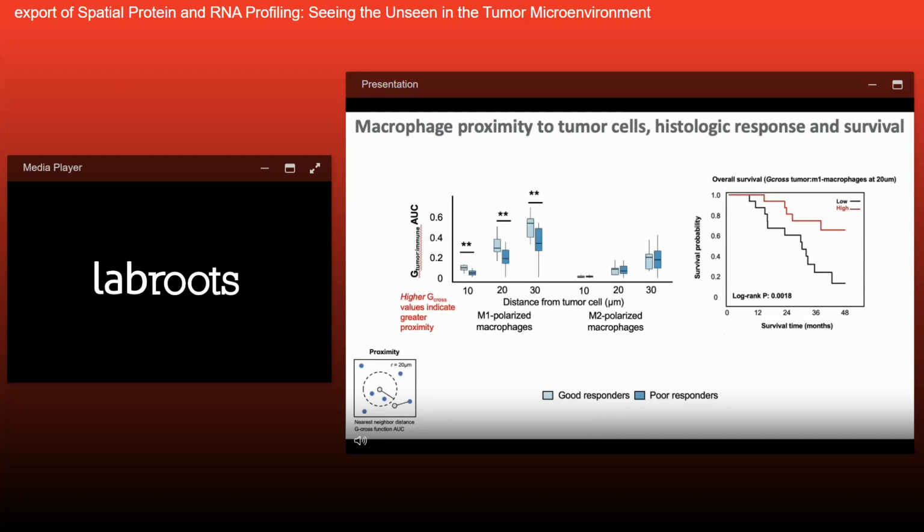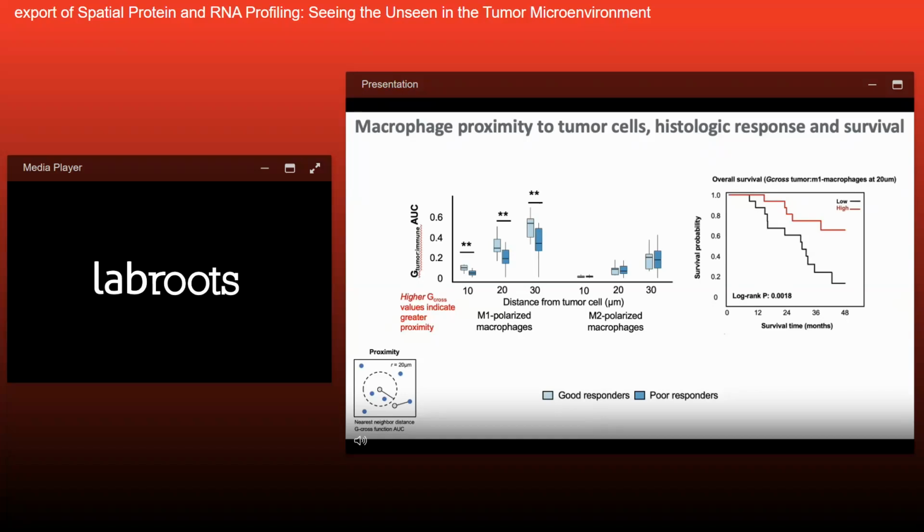Analysis of macrophage proximity to tumor cells showed similar results. Tumors with a good histologic response exhibited greater proximity of M1 macrophages to the few tumor glands that remained, as opposed to tumors with a poor histologic response, where tumor glands were more numerous and would theoretically offer a greater opportunity for close proximity to M1 macrophages just by chance.